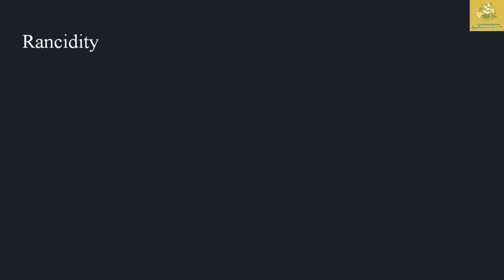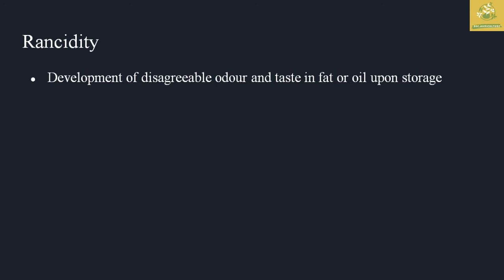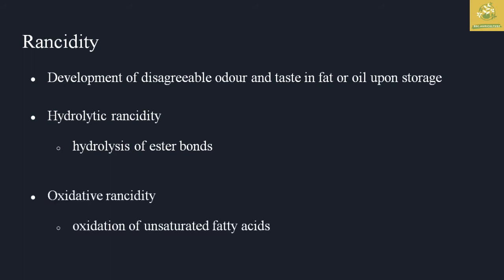The other chemical process is rancidity, which is the development of disagreeable odor as well as taste in fat or oil after long storage in containers. There are different types of rancidity. The first one is hydrolytic rancidity, where the ester bonds of fat are broken down; I have already told you in the earlier lectures, so go and see them. The other one is oxidative rancidity, where unsaturated fatty acids combine with oxygen, causing breakdown of bonds.